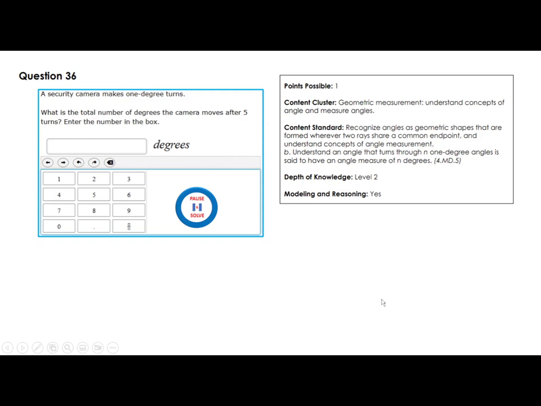A security camera makes 1 degree turns. This question is really, really easy. What is the total number of degrees the camera moves after 5 turns? Well, every turn is 1 degree. 5 turns will be what? 5 degrees. Very straightforward, okay?